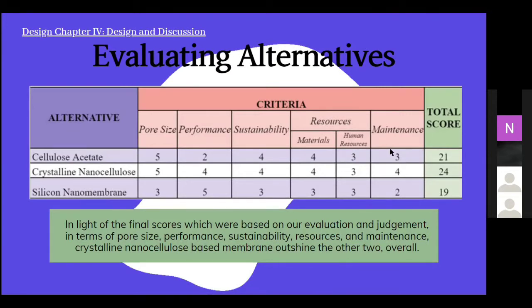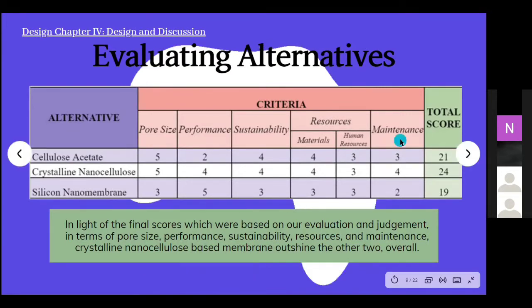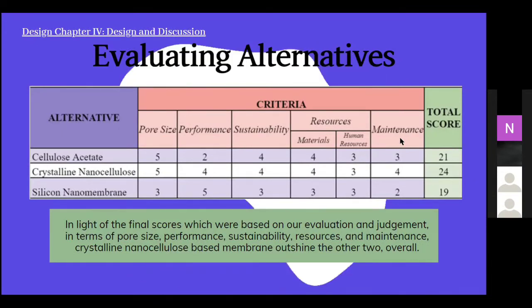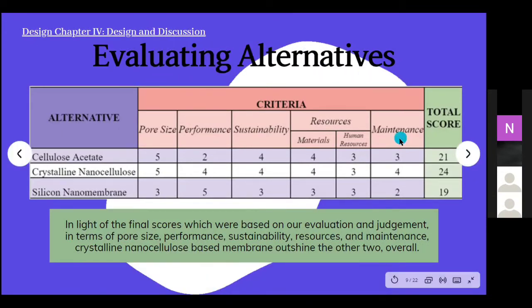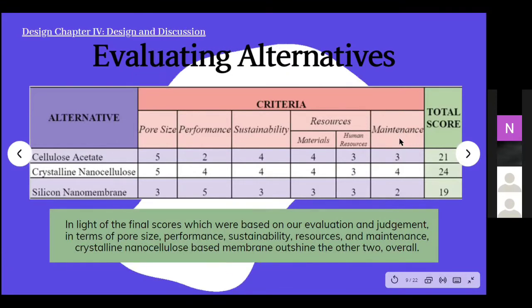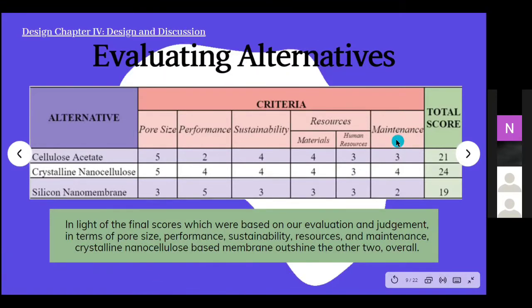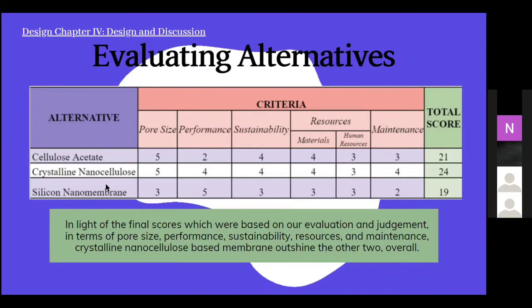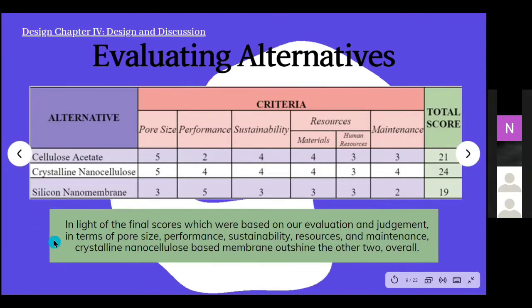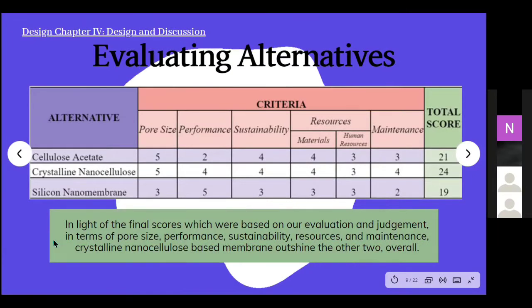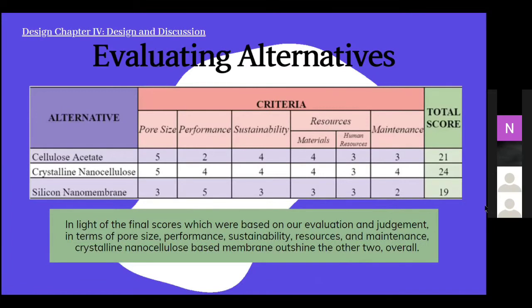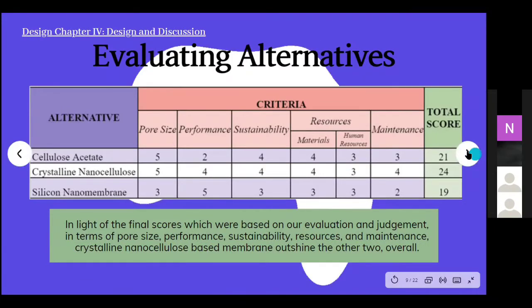For maintenance, crystalline nanocellulose gets 4 points because of its excellent anti-fouling properties. When fouling is reduced, less maintenance such as washing or replacement of membrane will be required, therefore making the material have minimal need for maintenance, and as such it has the highest score out of all three. In light of the final scores, which were based on our evaluation and judgment in terms of the aspects, crystalline nanocellulose-based membrane outshined the other two overall with a total score of 24.